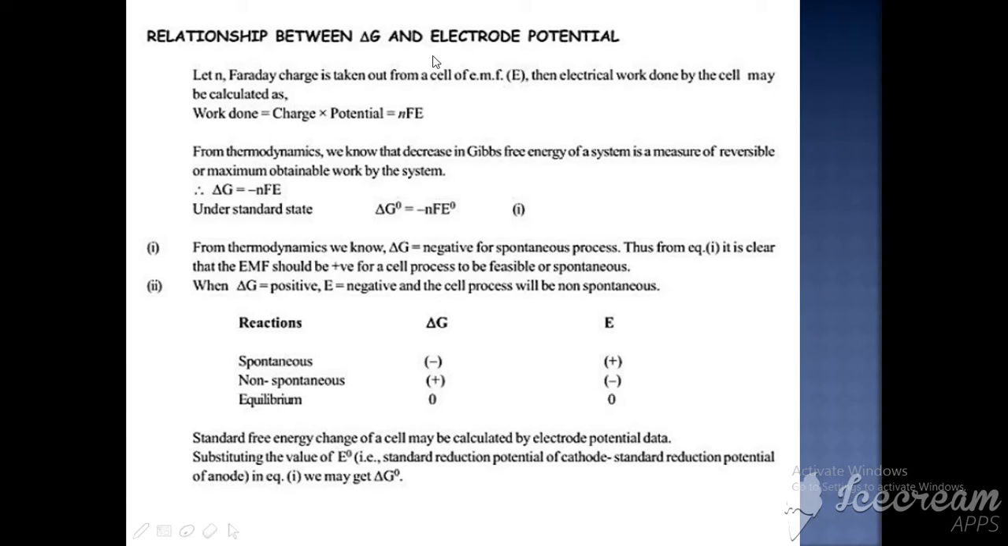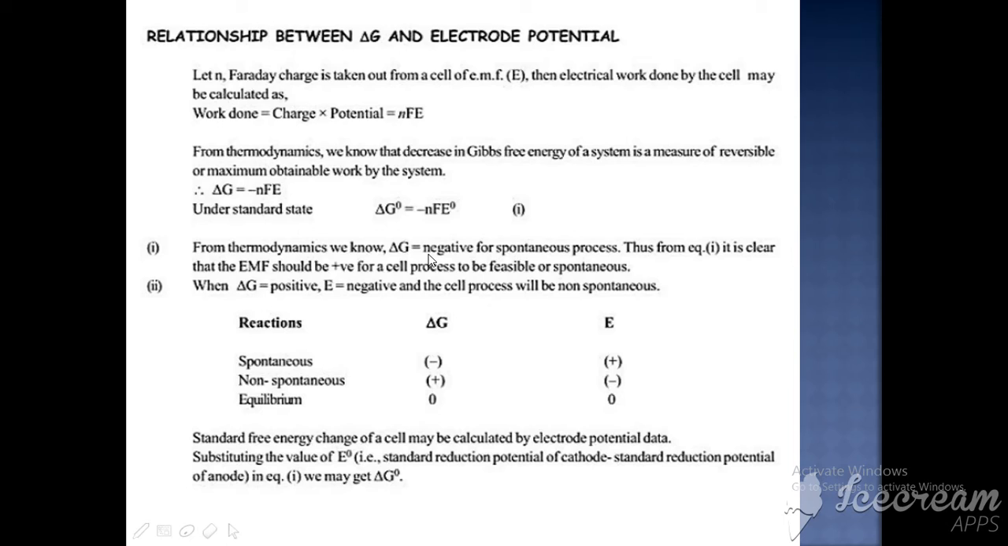Now we need to find the relation between delta G and electrode potential. Let n Faraday of charge be taken from a cell of EMF E, then the electric work done will be equal to charge into potential. So total charge is nF and potential is E, so work done will be equal to nFE. But from thermodynamics we know that decrease in Gibbs free energy is measurable as reversible or maximum work done. Hence change in Gibbs free energy, delta G, will be equal to minus nF E naught of the cell.